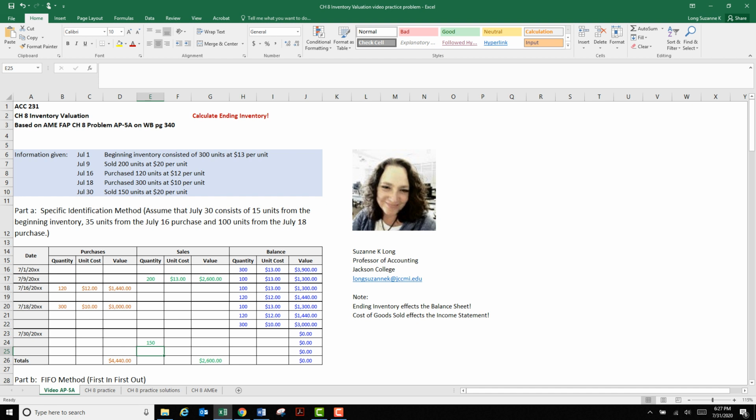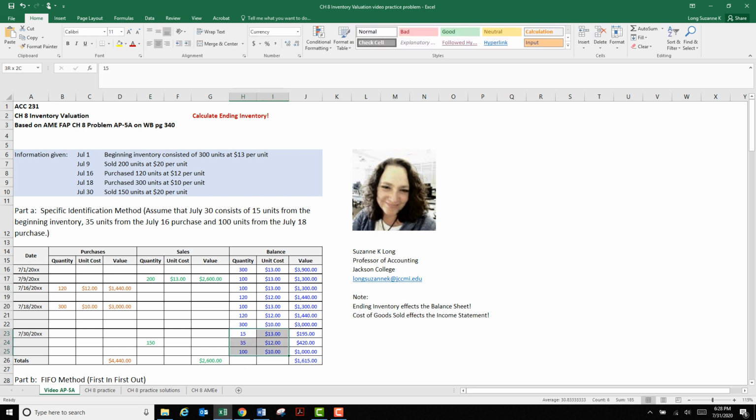Come back up to the description here. July 30 consists of 15 from beginning, 35 from 16, and 100 from 18. Let's play with that. 15 units from the beginning inventory, so 15 at 13. 35 from the July 16th, those are the $12 ones. And 100 at the 18th. The July 18th was the $10 ones.